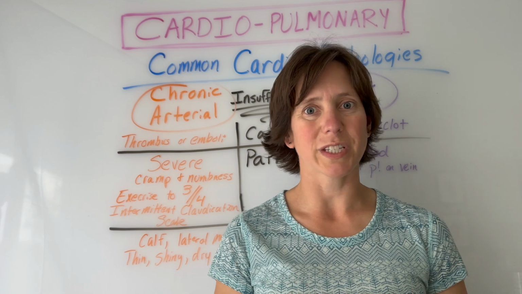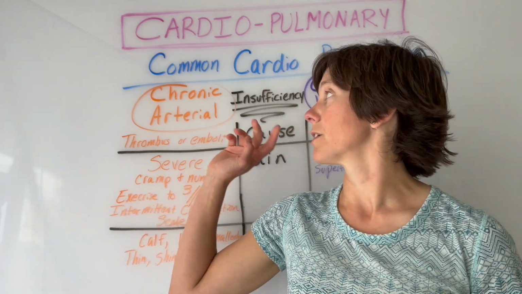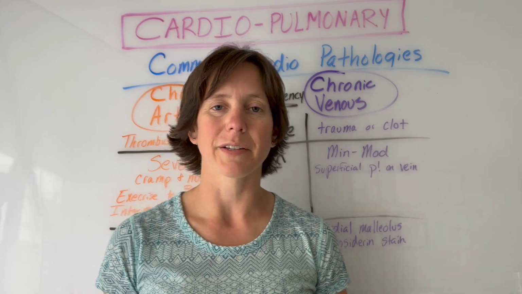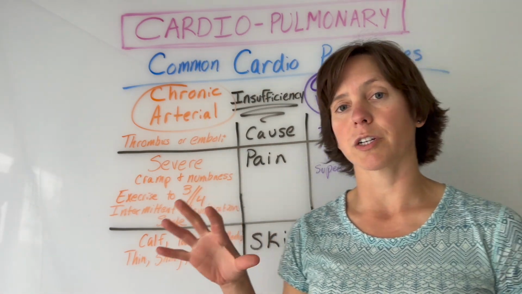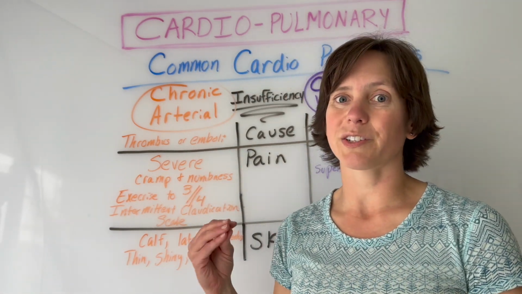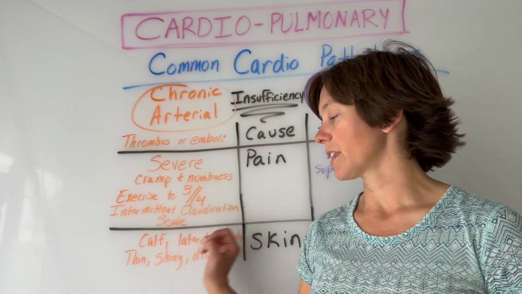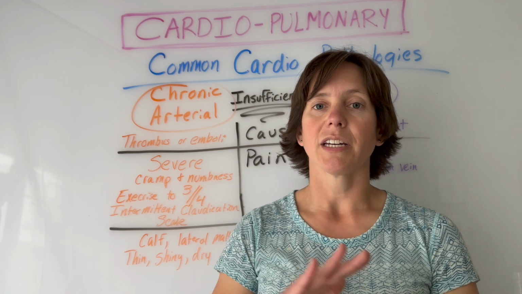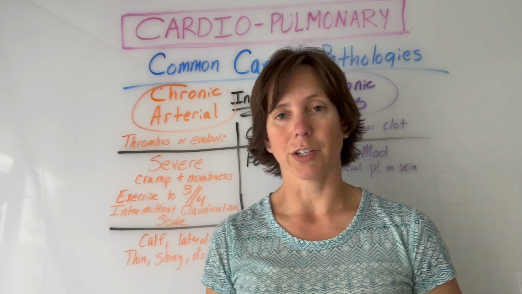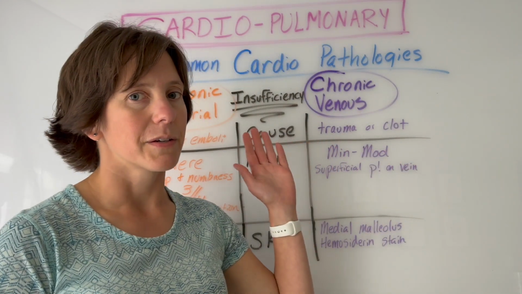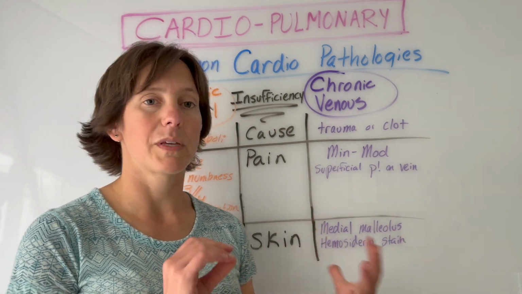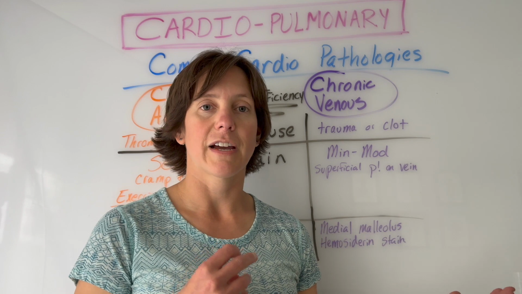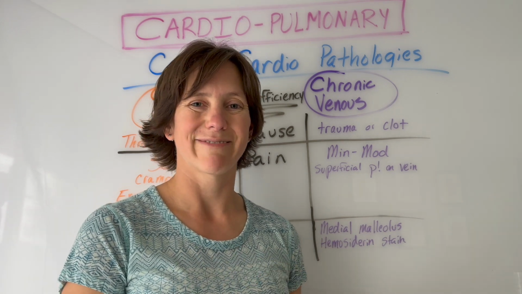As far as visible skin changes you can see between chronic arterial insufficiency and chronic venous insufficiency, arterial insufficiency is going to be on your lower extremities, on your calf, more on the lateral malleolus side of things, and your skin is going to look very shiny and thin with possible hair loss. As far as venous insufficiency goes, it'll be more on the medial side of your calf and your lower extremities, and you're going to have that hemosiderin staining.